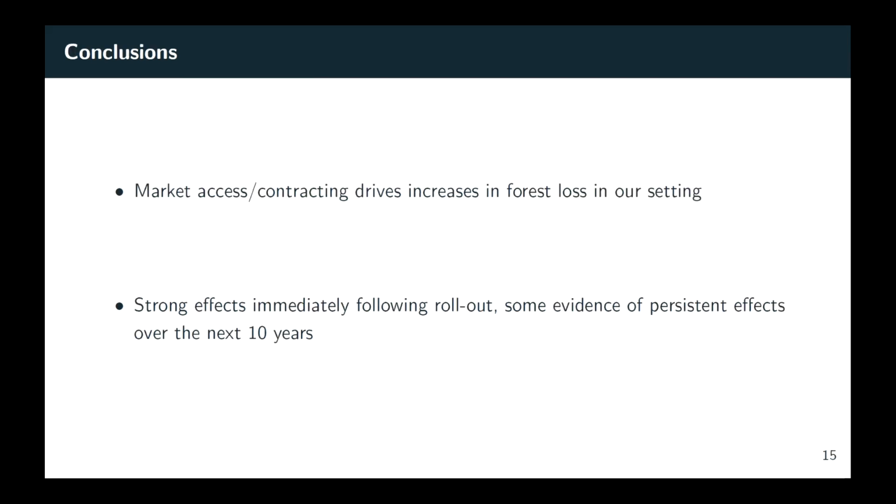So in conclusion, this market access shock, where the market access is to output markets for commodity crops as well as credit market access, is a significant driver of forest loss in our setting here in rural Ghana. There's very strong evidence immediately after the program is rolled out, and there's some evidence of persistent effects in the following 10 years.